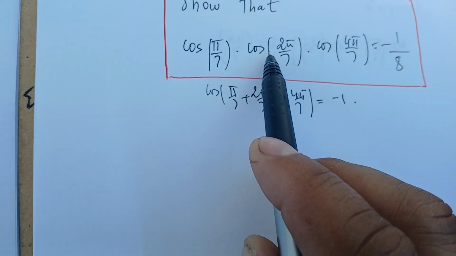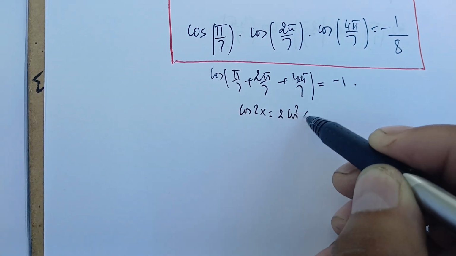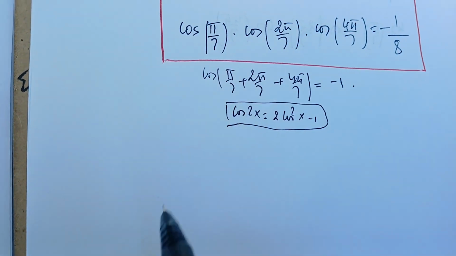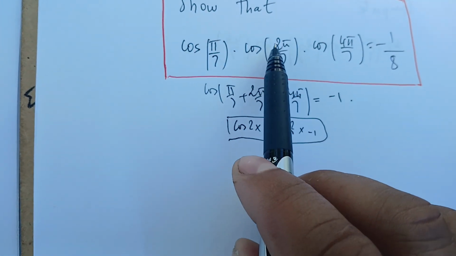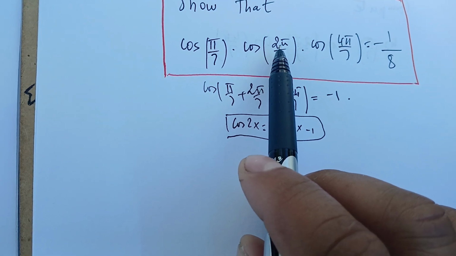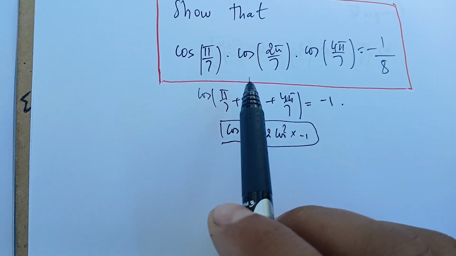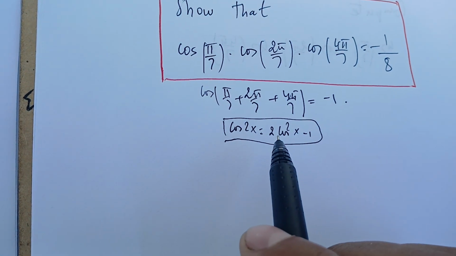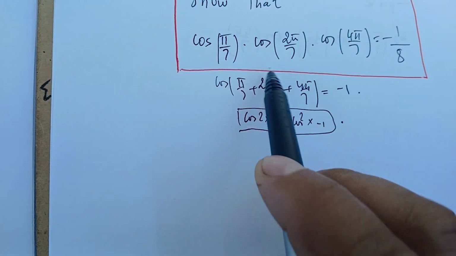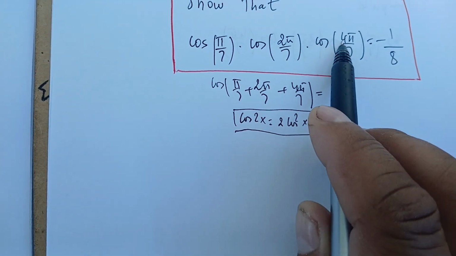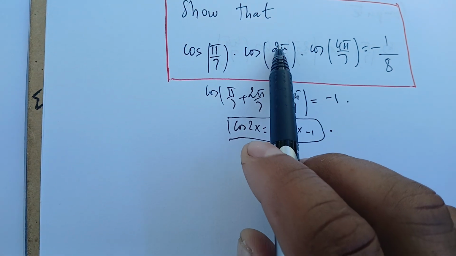Another way is to use the fact that cosine of 2x is just 2 cosine squared of x minus 1. If we do that here, we will get into an order 3 or 5 equation that will not be easy to solve. We can solve it, but there is an easier way. With the cosine of 2 and 4, we get these powers, and we want to get rid of them.